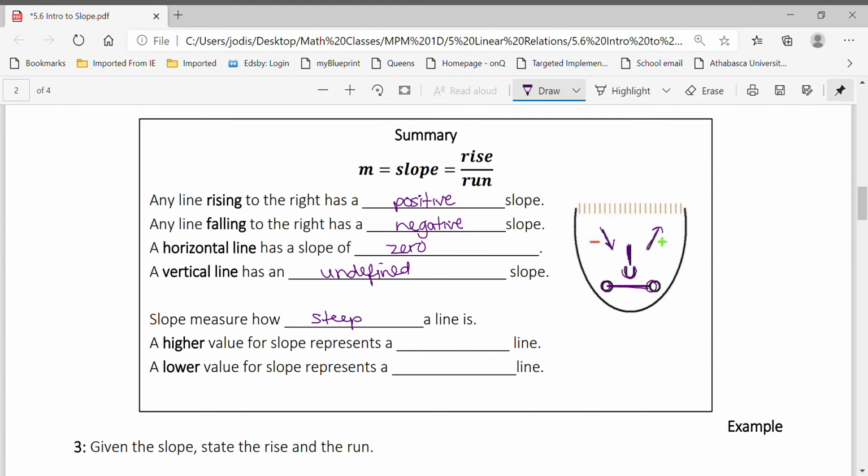Slope measures how steep a line is. The higher the value for a slope, it represents a steeper line. And the lower a value for slope represents a flatter line.